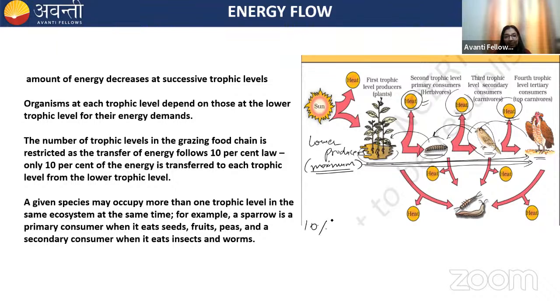Next comes the 10% law. According to the 10% law, only 10% of the energy is transferred at each trophic level from the lower trophic level, because most of the energy is lost in the form of heat. For example, if there's a producer, this producer is having 10,000 joules.